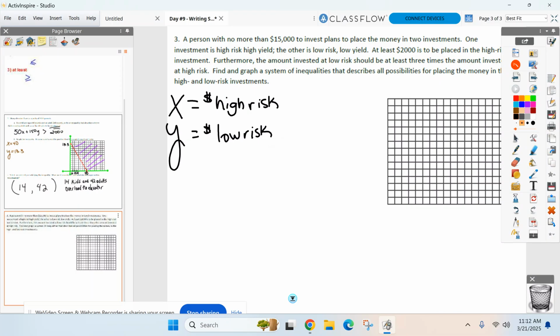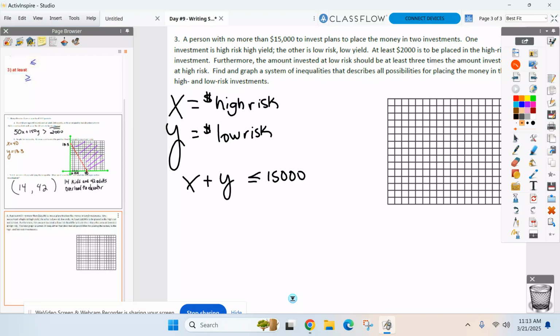So you ready for the first condition? We're not putting in more than 15,000 total. Got an inequality for me there. It's going to be no more than 15,000. Less than or equal to. What's going to be less than or equal to 15,000? All the money I put into both accounts. How can I show that? X plus Y, right? Because this is all the money I'm putting in. Can't be more than 15,000. There's inequality number 1.